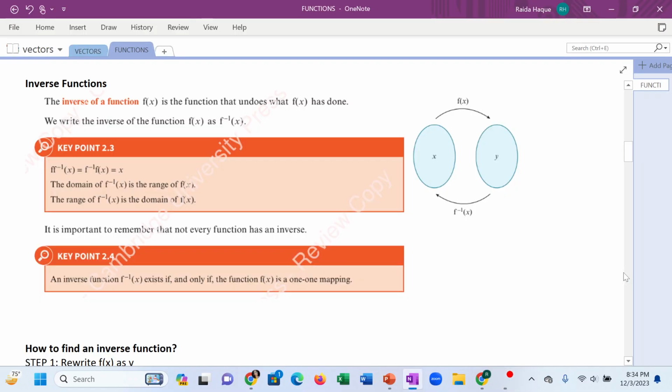Hello everyone, welcome to Math Fables, and in today's video on functions, we will learn about inverse functions. So let's get started.